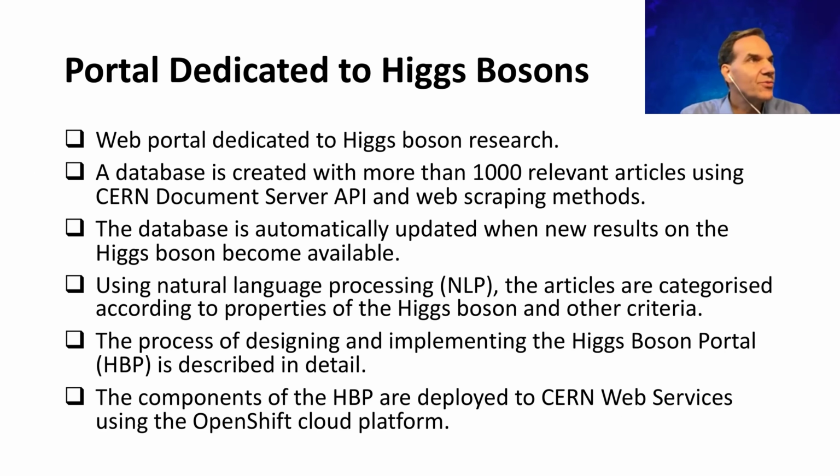The other part of this project is a portal, which is dedicated to Higgs bosons. This portal is using a database which is automatically created from an API and web scraping methods. So the database is automatically updating every night and is running automatically. It uses natural language processing then to categorize the articles according to some properties and criteria we have predefined. And this is designed for implementation in the Higgs boson portal. This is described in some detail. And the components of this Higgs boson portal are also deployed with the same CERN web service as described before.